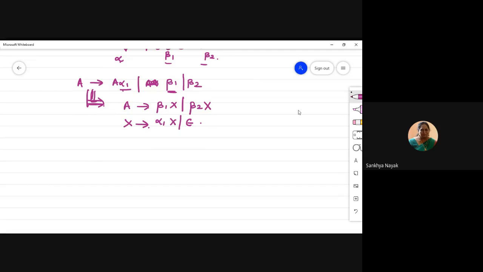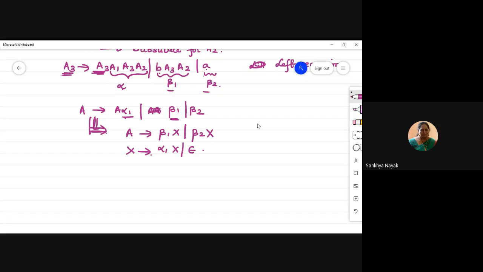So coming back to our production, this one will be rewritten as A derives beta 1x, so beta 1 is B A3 A2 x, right, or beta 2x, beta 2 is A, so Ax. And what will x become? X will become alpha 1x. So what is alpha 1? A1, A3, A2. So x derives A1, A3, A2x or epsilon.